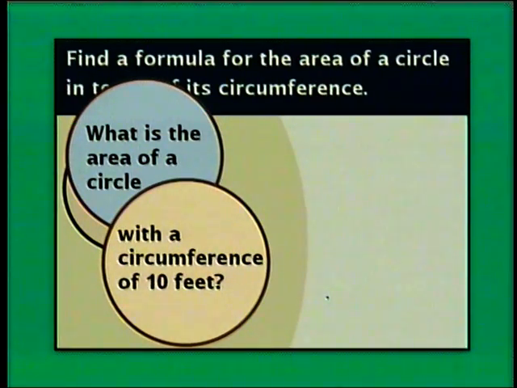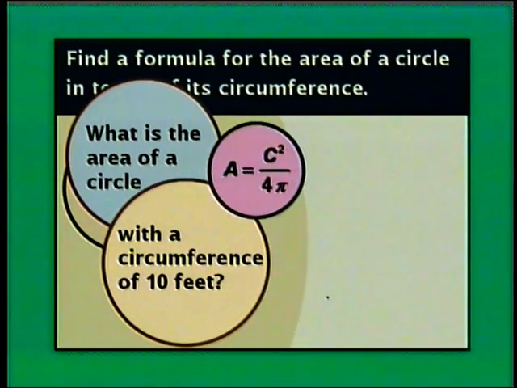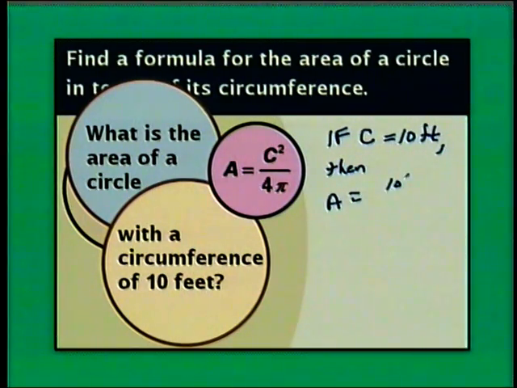Let's use this formula. Let's answer this question. What is the area of a circle with a circumference of 10 feet? Now, I don't know about you, but I already forgot what our area formula was. Luckily, the computer didn't forget. The area formula is the circumference squared divided by 4 pi. So if C equals 10 feet, then the value of A must be 10 feet squared over 4 pi. So in the numerator, we've got 100. That's over our denominator of 4 pi.